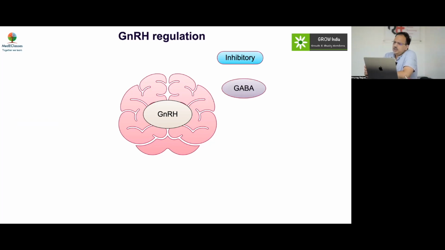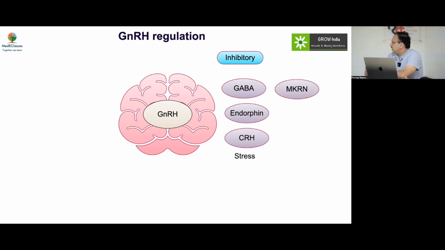You always know that GABA and these neurons are very important for suppressing puberty. Endorphin, CRH, they will all be controlling that. Now, what are the conditions in which your endorphin and CRF levels will be high? Stressful conditions. Yes, in stress you will have more CRF, more pro-opiomelanocortin, more cortisol, more production of endorphin. So often when you talk about girls who go to a boarding place or go for some exam, they will develop amenorrhea. This is basically because of the stress, how stress can impact their GnRH and the whole process can be knocked off. So stress has an impact there.